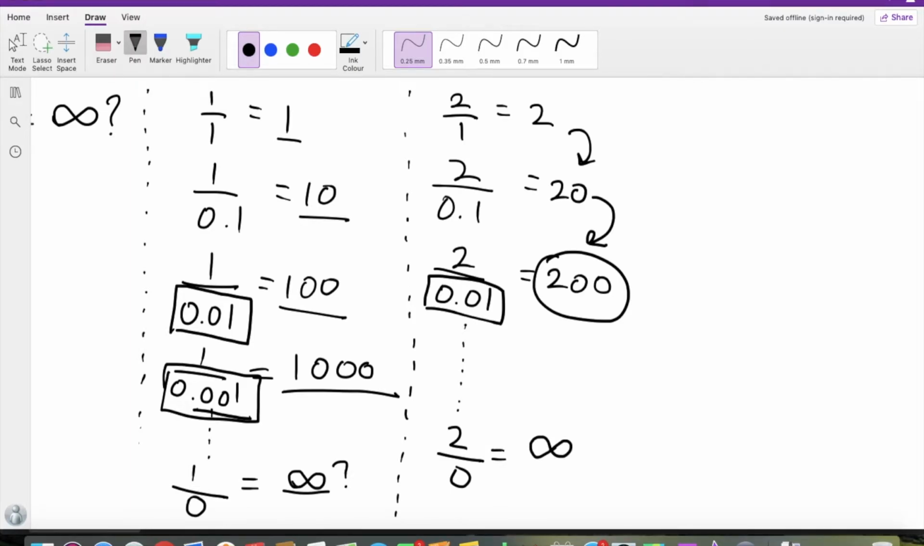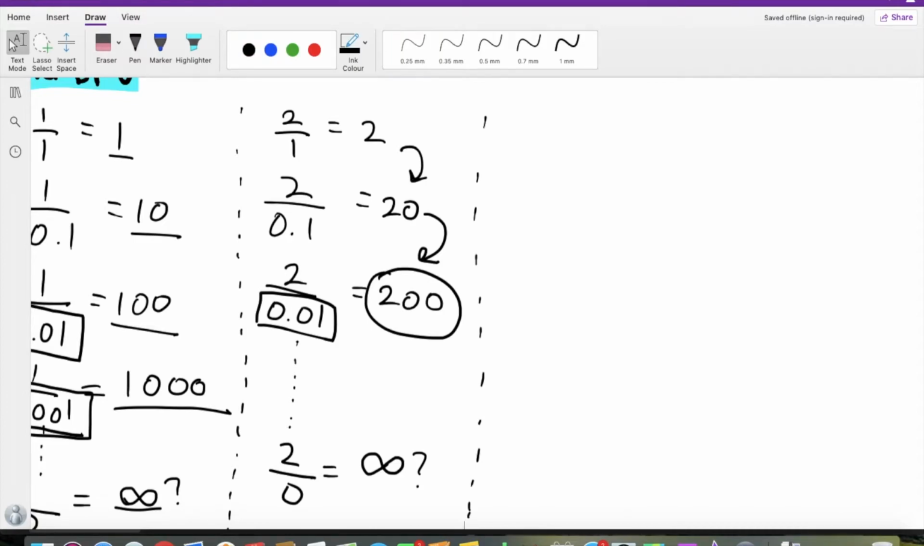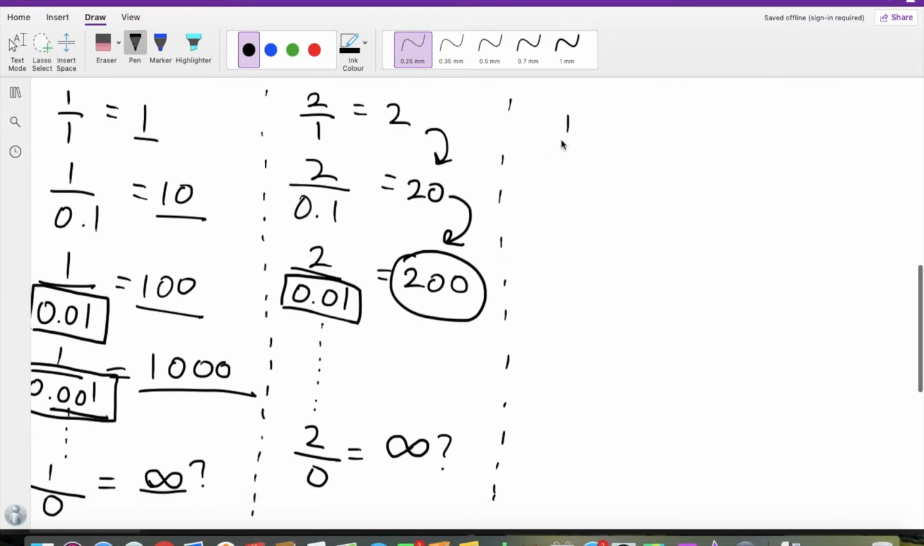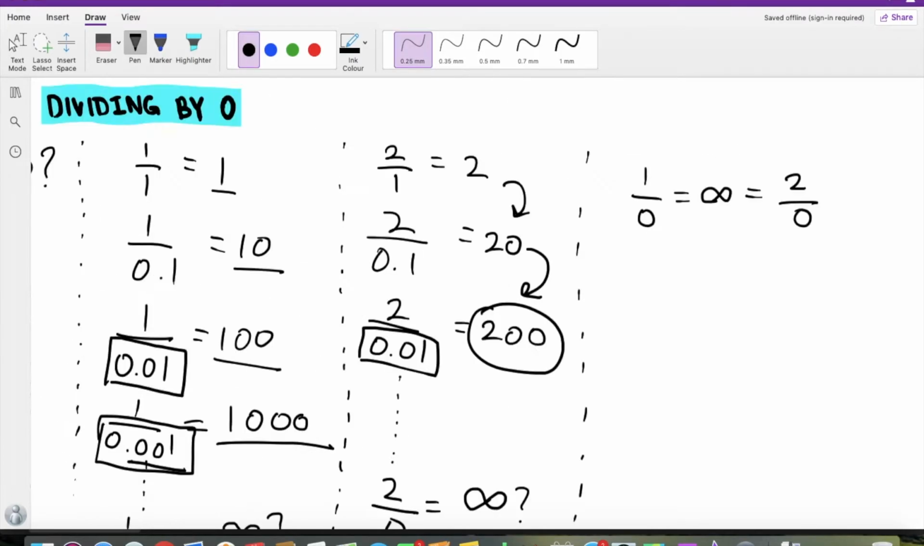So is infinity the answer? When we do this, we can say that 1 divided by 0 equals infinity, which equals 2 divided by 0. So we see that the denominator is the same, and we get the same answer of infinity. That should mean that 1 equals 2. But is that true? No, it really isn't. That means that this can't be true either. That means that 1 divided by 0 can't be infinity, and neither can 2 divided by 0.